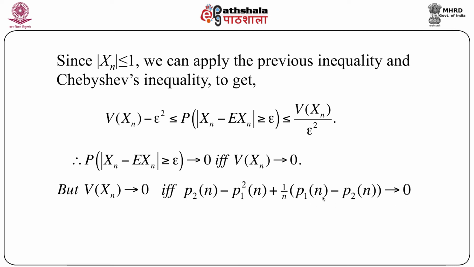Now note that p1n is a bounded number, and p2n is also bounded by a finite quantity. So p1n minus p2n is a finite quantity which, when divided by n, will go to 0 as n goes to infinity. So we are left with only the first two terms, that is p2n minus p1n squared. It should go to 0, because the third term will always go to 0 as n goes to infinity. So the variance goes to 0 if and only if the first two terms, p2n minus p1n squared, go to 0. That gives us the proof.